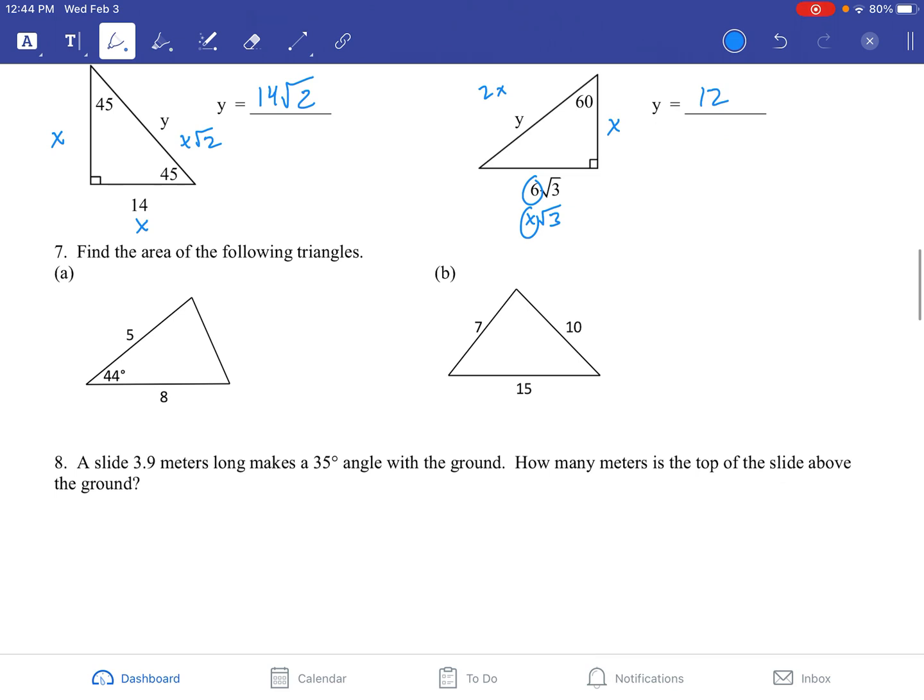So here's our first one. It's going to be 1/2 times 5 times 8 times the sine of 44. So you just plug that into your calculator. 1/2 times 5 times 8 times the sine of 44 gives you 13.89.